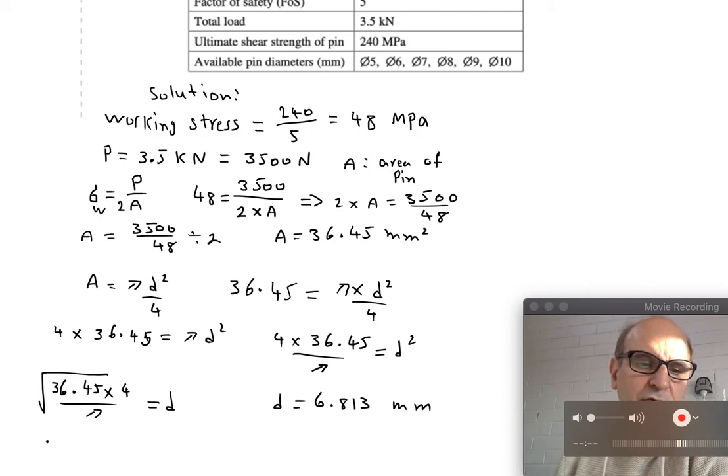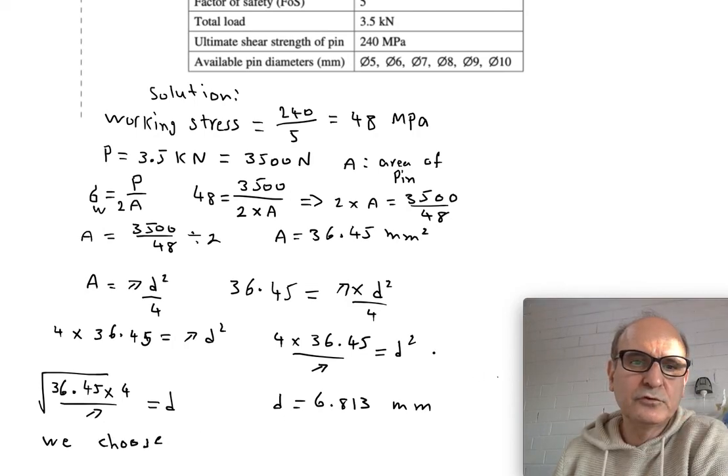So we choose the one with the diameter of 7, which is the one just above 6.813, which we need.